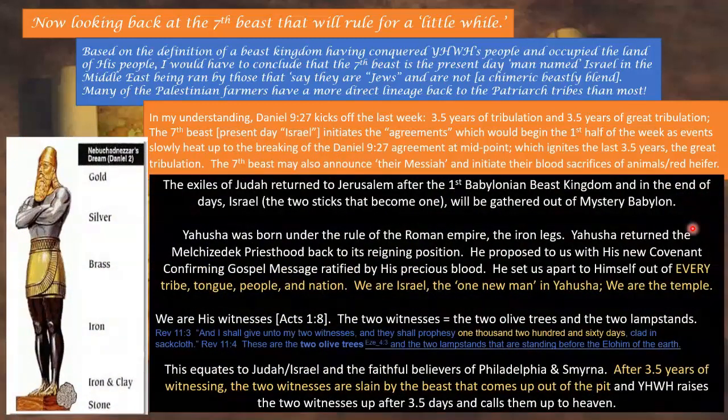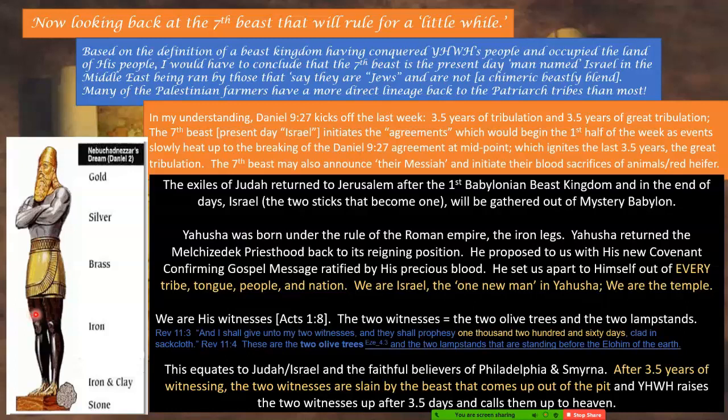Okay. So we know the exiles of Judah returned to Jerusalem after the first Babylonian beast kingdom, and in the end of days, Israel, the two sticks that become one, will be gathered out of mystery Babylon. We also know that Yahusha was born under the rule of the Roman Empire, the iron legs. And we also know that he ushered in his kingdom of Melchizedek priest back to the reigning position. Hallelujah. So that's also taking place.